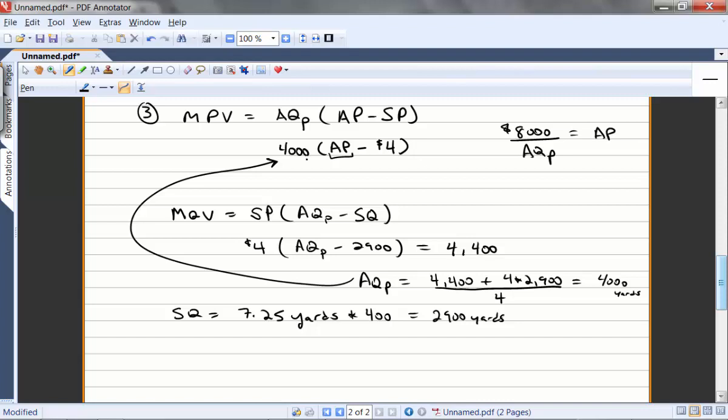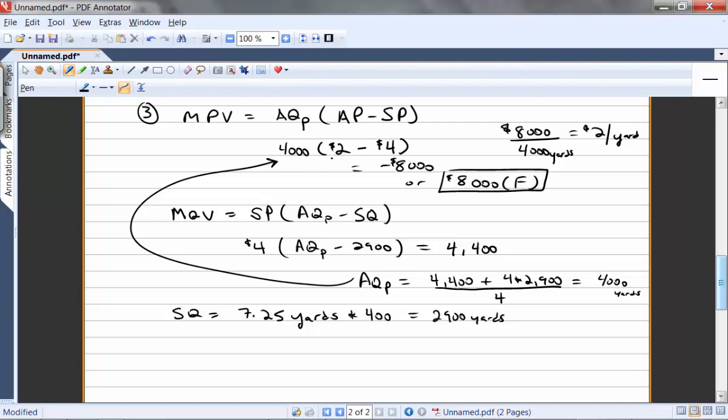So we must have purchased 4,000 yards, and if we spent $8,000 to purchase those 4,000 yards, right, then we must have spent $2 per yard. We should have spent $4 per yard, but we only spent $2 per yard. So this material's price variance then is going to be negative 8,000, or said a different way, $8,000 favorable materials price variance.